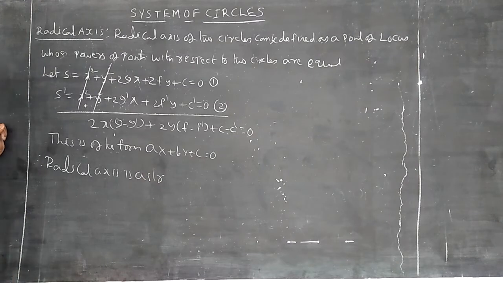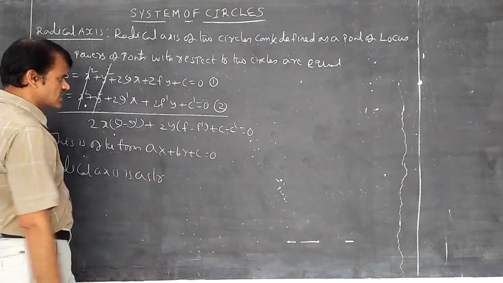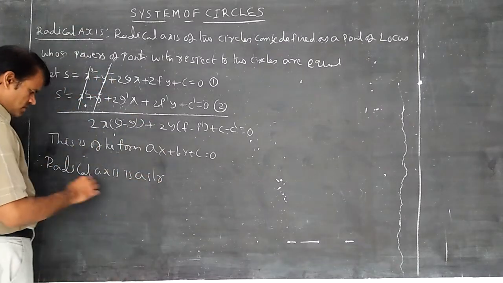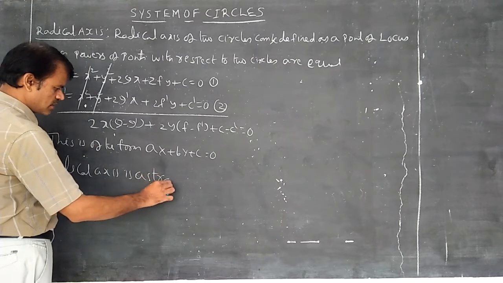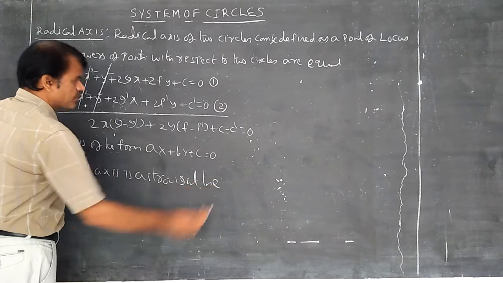Whenever the powers of points with respect to two circles are equal, we can calculate using the first circle and second circle. First circle minus second circle gives the locus. Radical axis is a straight line. That's all. Radical axis is a straight line.